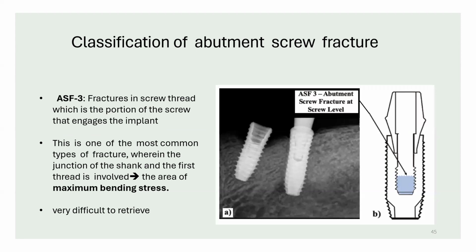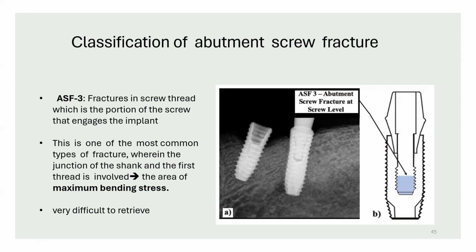Okay, so class 3, when the fractures occur in the screw thread, the most apical part of the screw. This is the most common one and the most difficult to retrieve. These fractures occur mainly due to the high occlusal loads in the posterior region. And studies have shown that this area, the beginning of the threads of the screw, is the area of the maximum bending stresses.